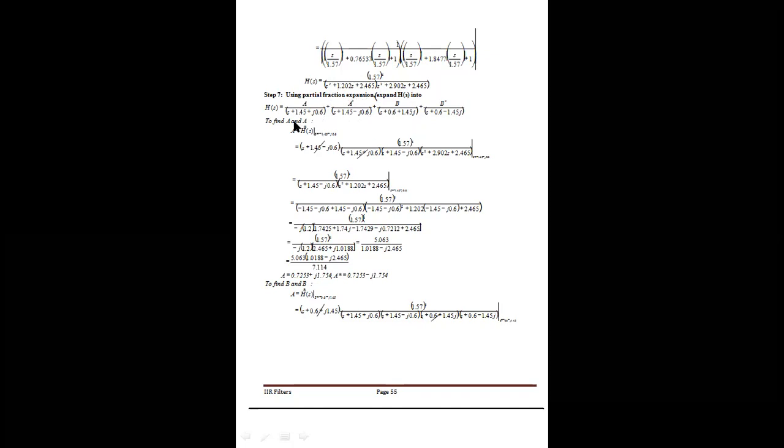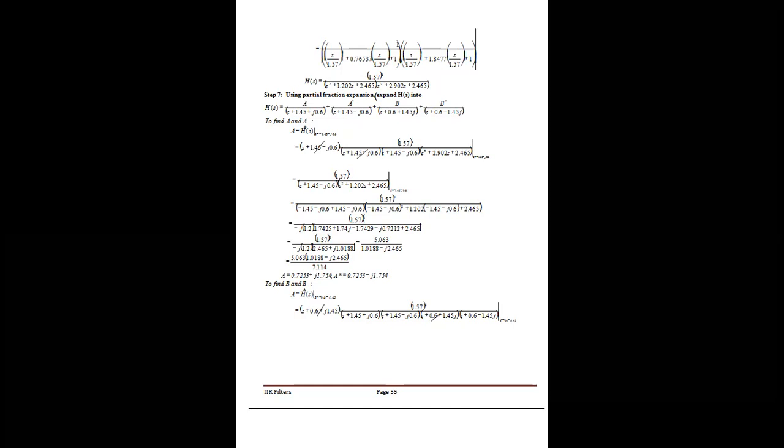One will be A divided by s plus 1.45 plus j 0.6, plus A star divided by s plus 1.45 minus j 0.6, plus B divided by s plus 0.6 plus 1.45j, plus B star by s plus 0.6 minus 1.45j. Okay, so we will be computing A and A star by replacing s is equivalent to minus 1.45 minus j 0.6. Then we will be doing the cross multiplication and substituting.